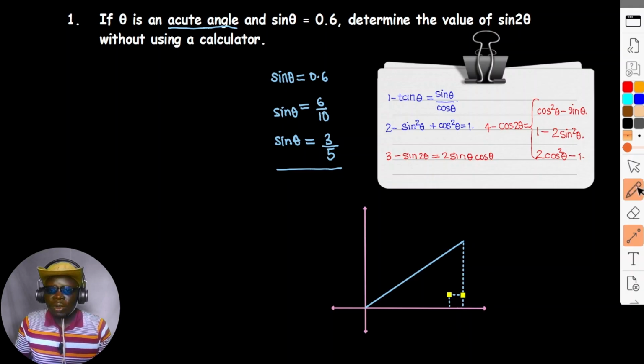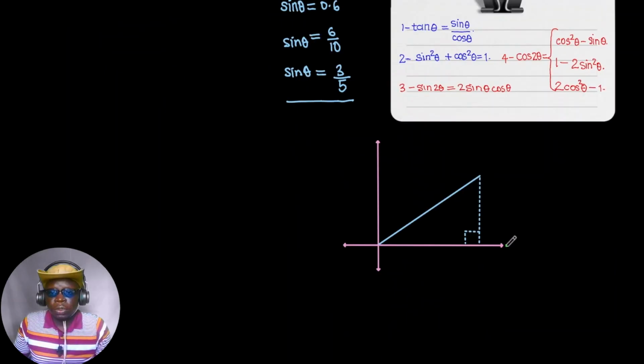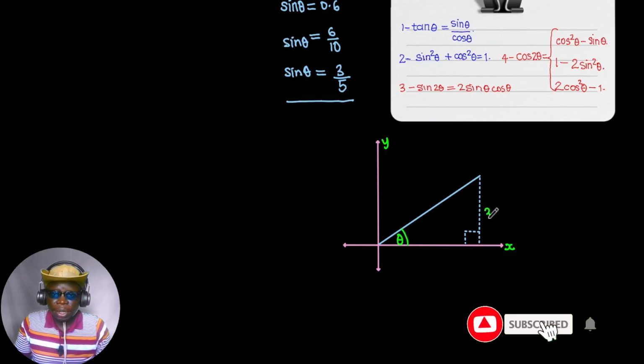And the next thing here, we need to have some labeling of the axes. So the horizontal axis is the x-axis and y is here. Now our angle theta should be here and is acute, less than 90 degrees. So when you look at this, sine is given by opposite, and the opposite from this triangle is 3. And the hypotenuse is 5, and this is our hypotenuse.